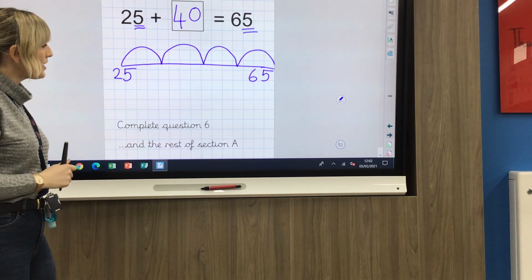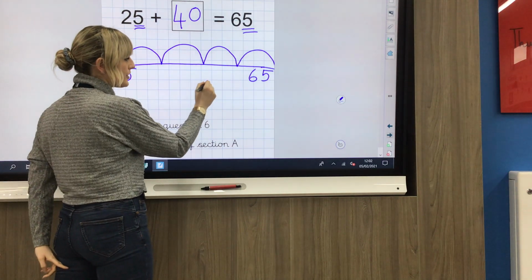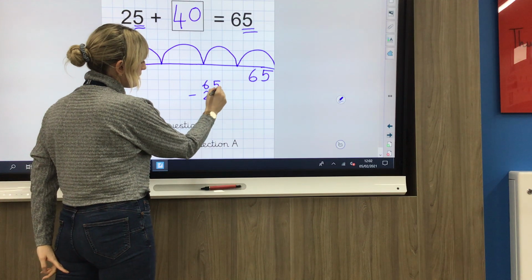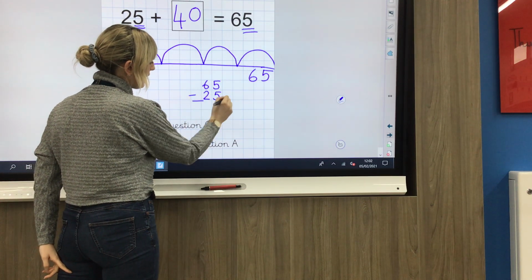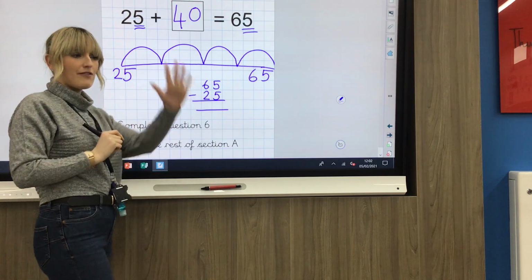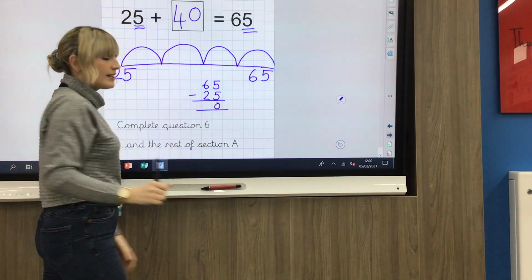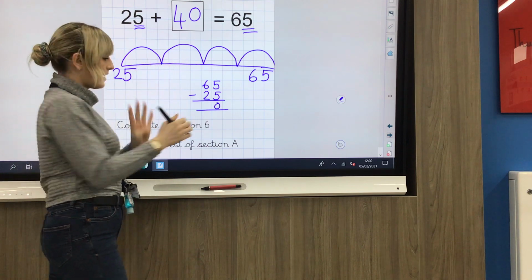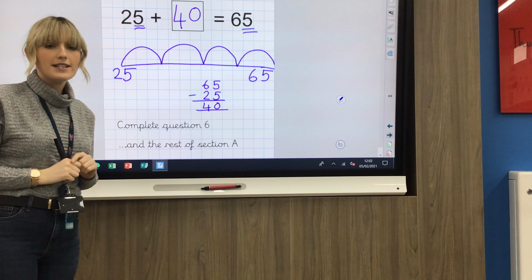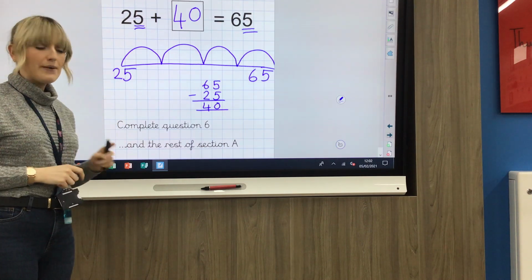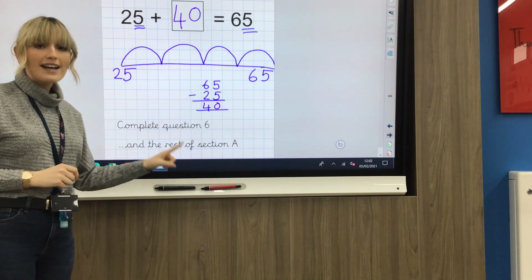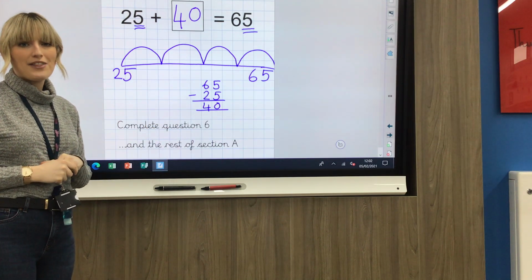If you'd prefer to use subtraction, you could do 65, and I'd use the column method, subtract 25 to find my missing number. So 5 subtract 5 is 0, 6 subtract 2 is 4. And you still get the same answer, but those are 2 ways of doing it. So what I'd like you to do now is complete section 6, question 6 and the rest of section A, and then play the video.